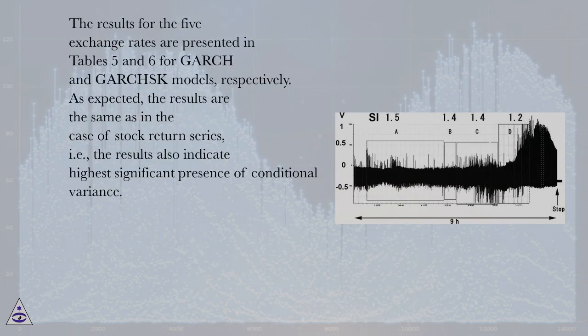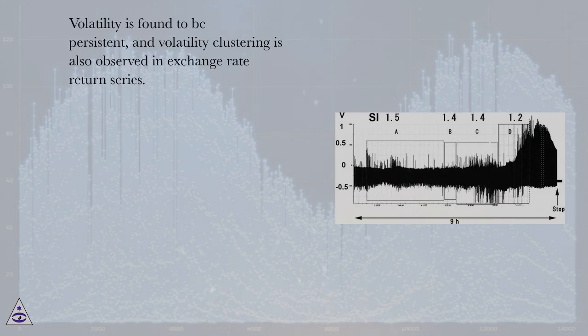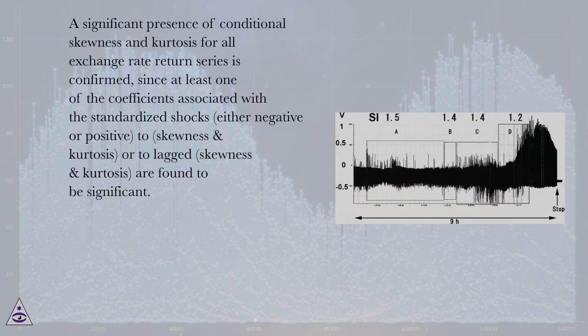The results for the exchange rates are presented in tables 5 and 6 for the GARCH and time-varying models, respectively. As expected, the results are the same as in the case of stock return series, i.e., the results also indicate a highly significant presence of conditional variance. Volatility is found to be persistent, and volatility clustering is also observed in the exchange rate return series. A significant presence of conditional skewness and kurtosis for all exchange rate return series is confirmed, since at least one of the coefficients associated with the standardized shocks, either negative or positive, to skewness and kurtosis, or to lagged skewness and kurtosis, is found to be significant.